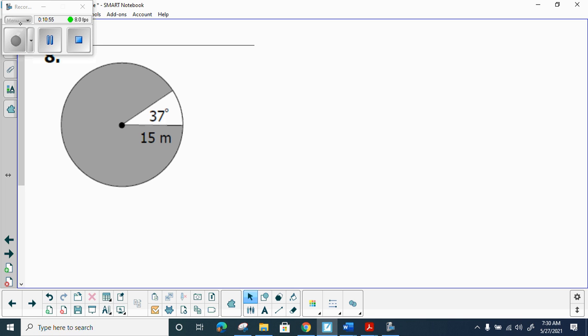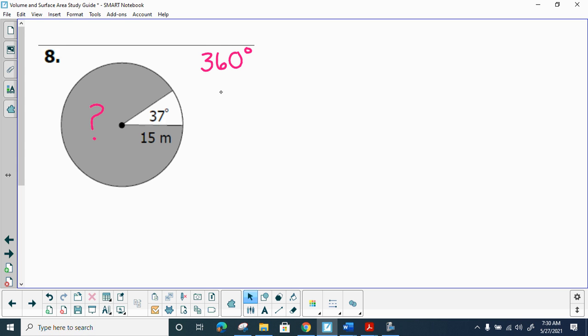Next, we have another sector of a circle, but this time we're not given the degrees for the shaded part. We're given the degrees for the white part. So how can we find the degrees of the shaded part? Well, that's easy. We can take 360, which is the whole circle, minus the 37, which is whited out, and we will subtract. So the part that is shaded is 323 degrees.